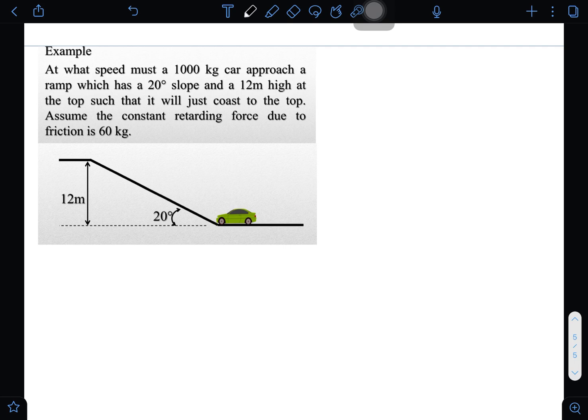So assume that the constant retarding force due to friction is 60 kilograms, meaning to say that's the retarding force F, or that's the frictional resisting force, which is constant all throughout its traveling. So that's 60 kilograms. Alright, so first we're gonna have the free body diagram of this car when it approaches upward.